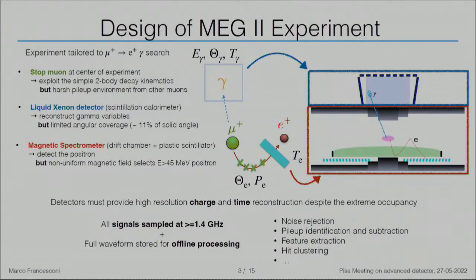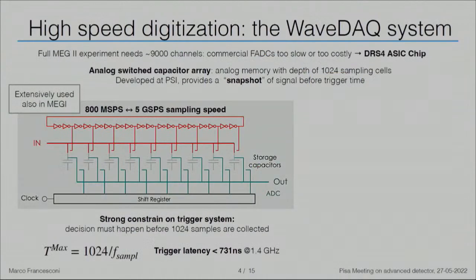And to accomplish this, we opt for the digitization of all of the signals with very high sampling rates. At the moment, we are running at 1.4 gigahertz of samples, but we can run maybe a little bit higher in the future. This produces the full waveform that can be stored for offline processing, and therefore we can iterate on the algorithms that we use for noise rejection, pile-up identification, feature extraction, and so on.